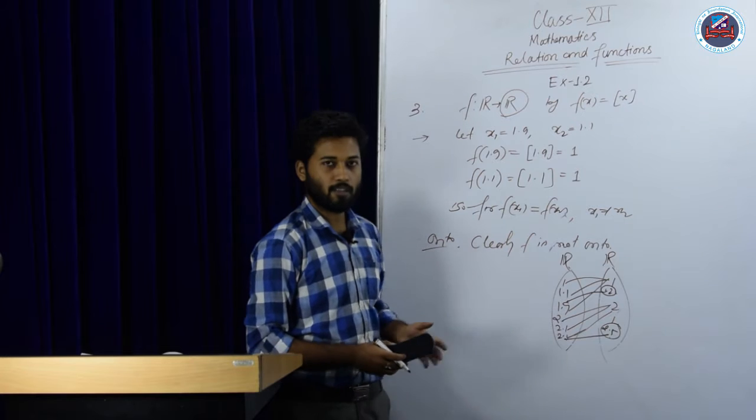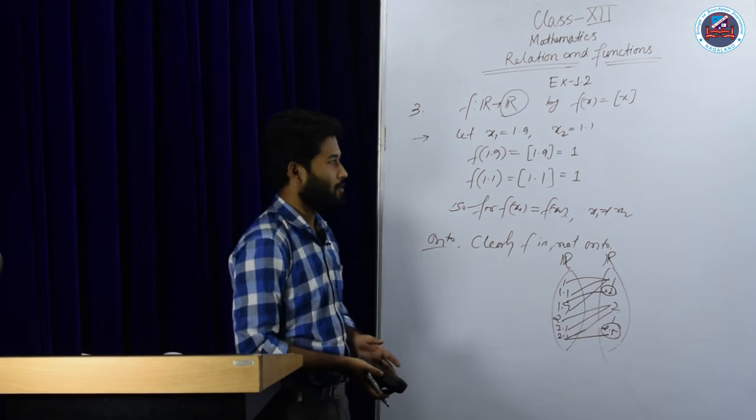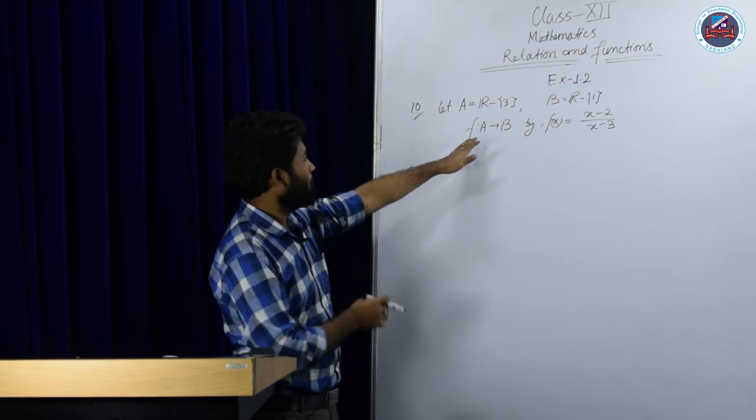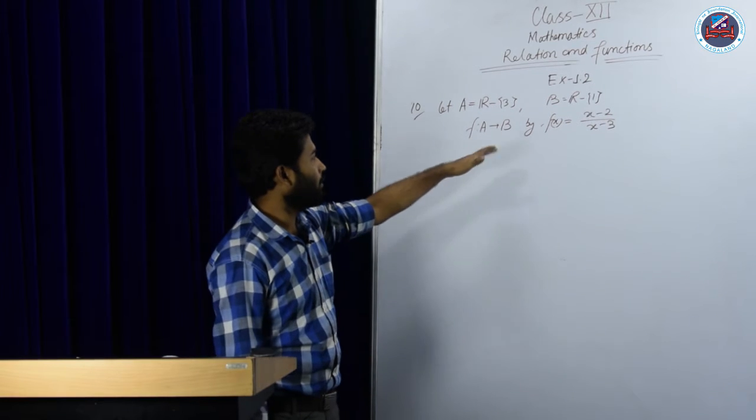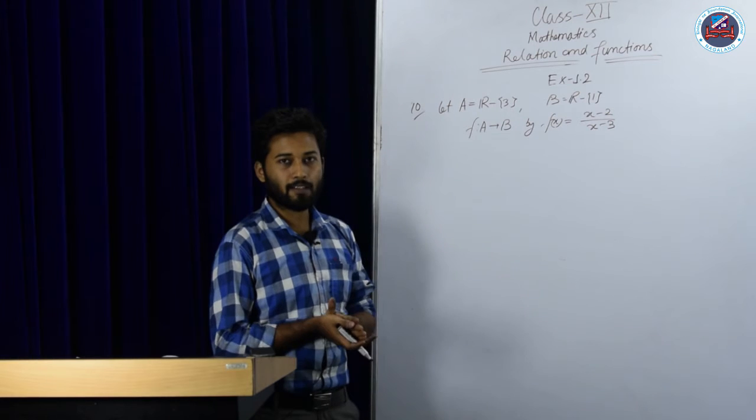So this function is not onto. Clear? Let's proceed to the next question. So here f is a function from A to B given by f of x is equal to x minus 2 divided by x minus 3.